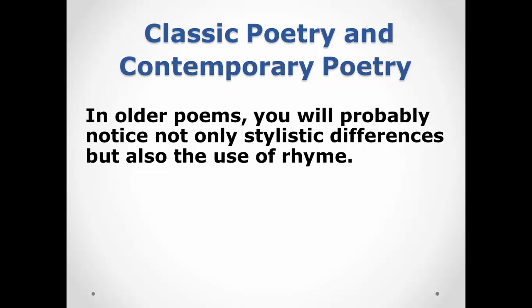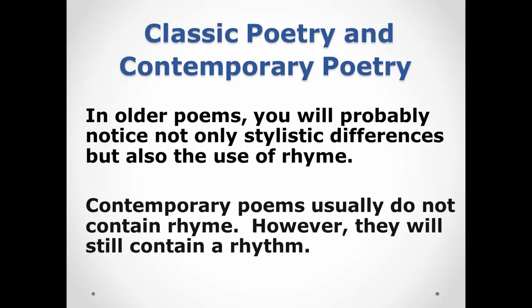In older poems, you will probably notice not only stylistic differences, such as more archaic words and phrases, but also the use of rhyme and meter to adhere to the conventions of a specific form, such as sonnets or villanelles. Contemporary poems, on the other hand, usually do not contain rhyme, and using such is discouraged in creative writing courses. The poems, however, will still contain a rhythm, usually from, for example, alliteration.